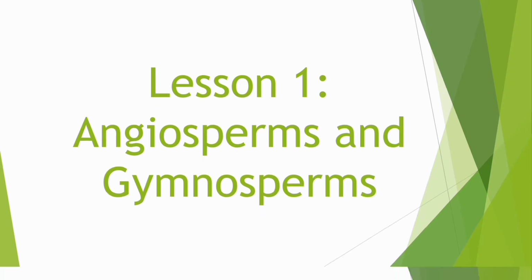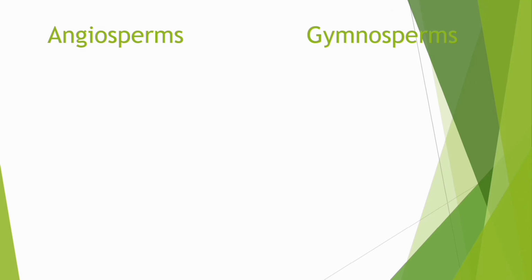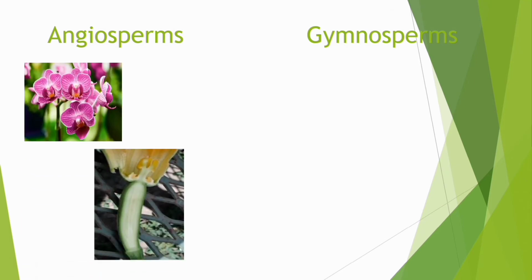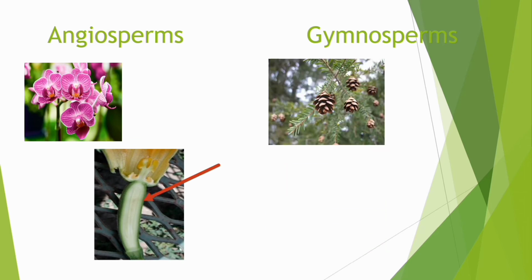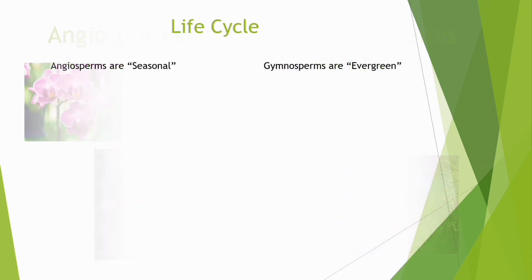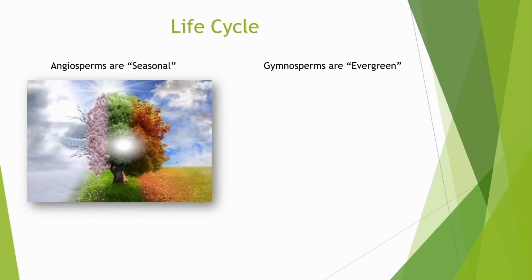Angiosperm seeds are produced by flowering plants and are enclosed within an ovary, while gymnosperm seeds are produced by non-flowering plants and are unenclosed or naked. The life cycle of angiosperms is seasonal, while the life cycle of gymnosperms is evergreen.